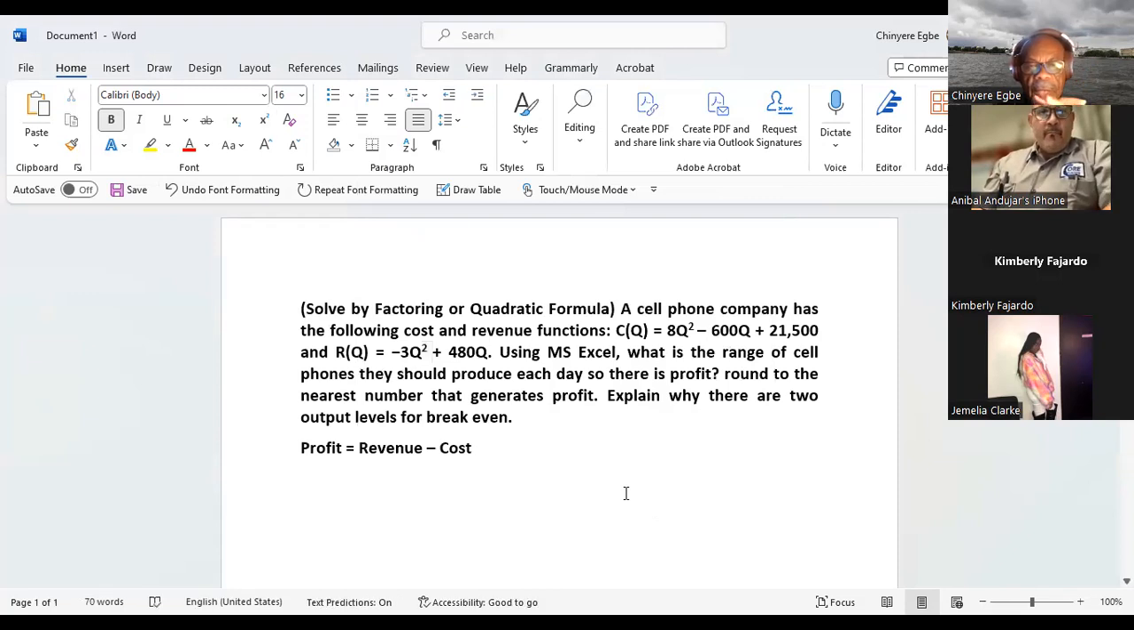Okay, so you can see that the revenue function is quadratic and the cost function is also quadratic. But in fact, this particular cost function, this is the total cost. C is total cost, okay? If you divide C by Q, then you will get an average cost.